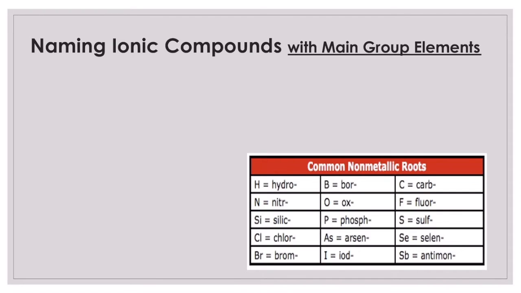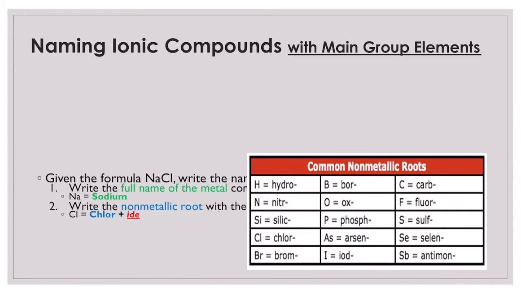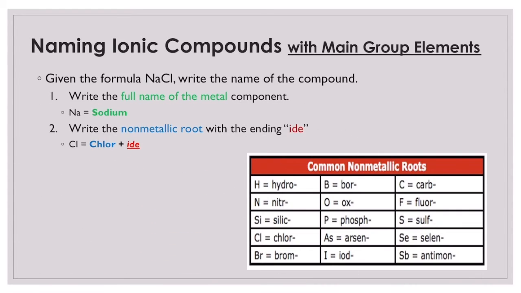And so the first thing we're going to talk about is the rules for naming ionic compounds that are made up of main group elements. So this is just the simplest kind, all right? The first thing is, given the formula, we're given this formula, NaCl, we need to write the name of the compound. Step one is to write the full name of the metal, and in this case, that's sodium. Our metal here is sodium.